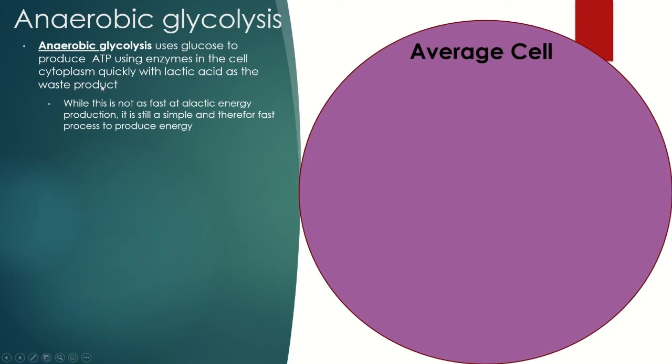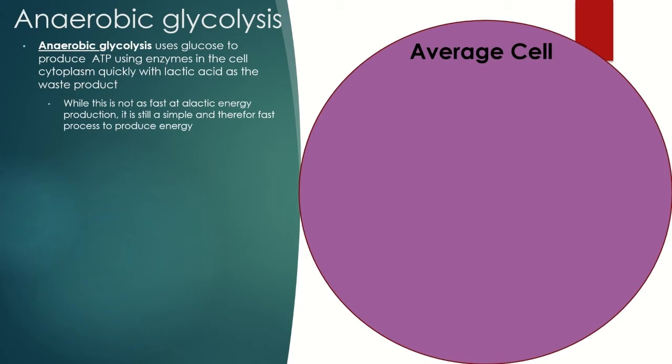Okay, so this one does have waste products, alactic does not. So we're looking at these different costs and benefits here. While this is not as fast as the alactic energy production, it is still quite a simple and therefore fast way to produce energy. So alactic energy, the ATP and then the creatine phosphate, is the fastest. Glycolysis is still pretty fast, and aerobic is the slowest of the three.